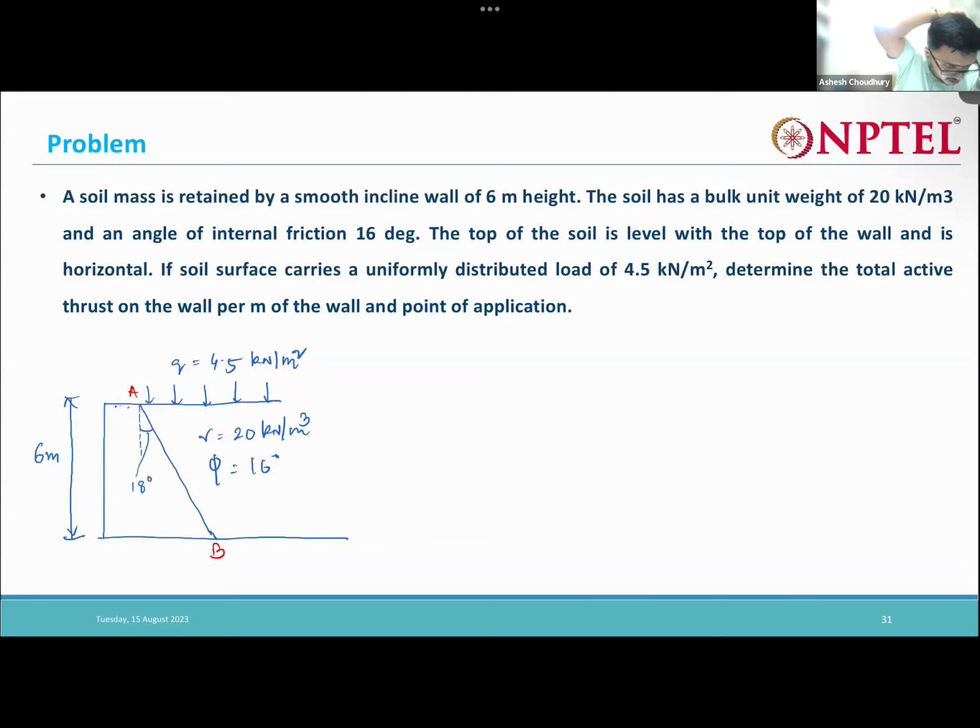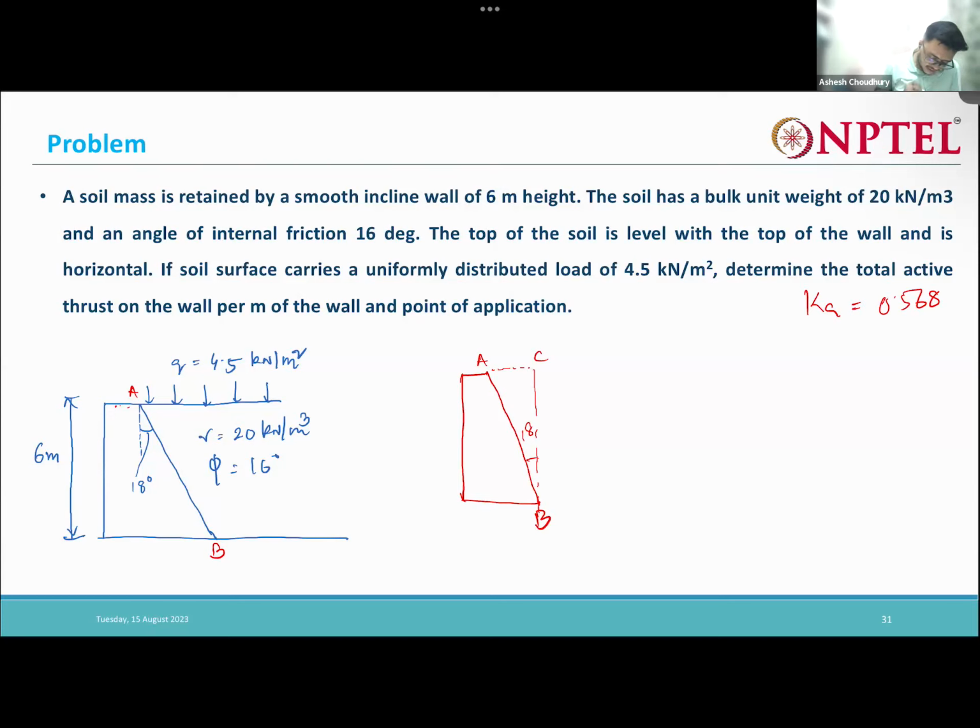So what we can do is see this. Our retaining wall is like this. Is water there or not? No, no water is there. So what will be K? K is 1 minus sine 16 by 1 plus sine 16, which is 0.56.